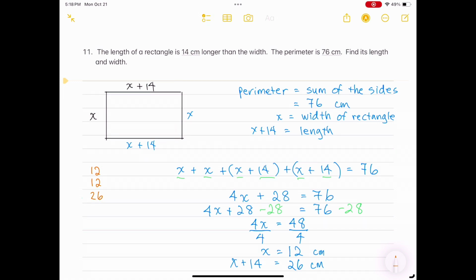Now I check my answer by adding the sides of the rectangle to see if it equals 76, or the perimeter. So 12 plus 12 plus 26 plus 26. Does that equal 76? I do the calculation on the side, and yes, it does. So the solution is correct, and I box my answer.